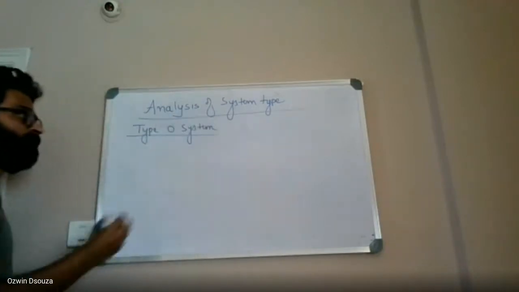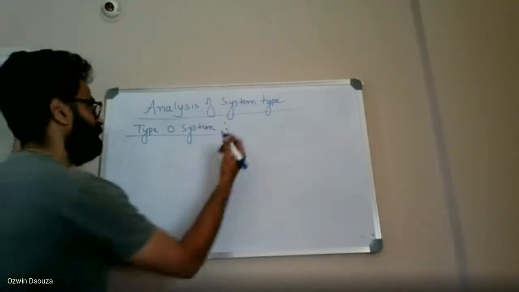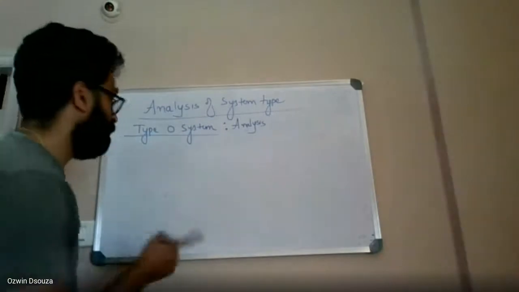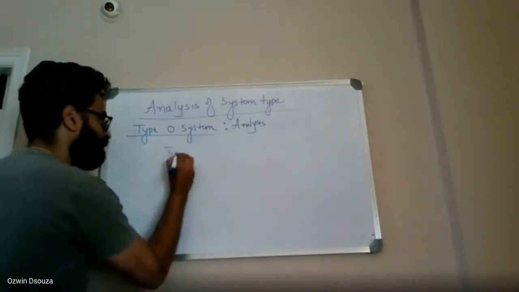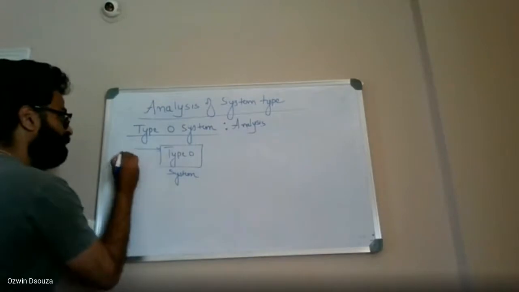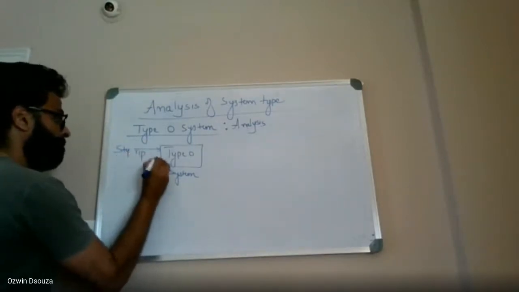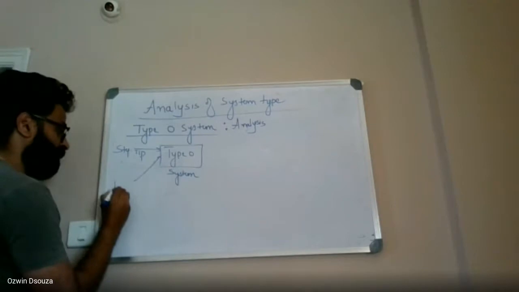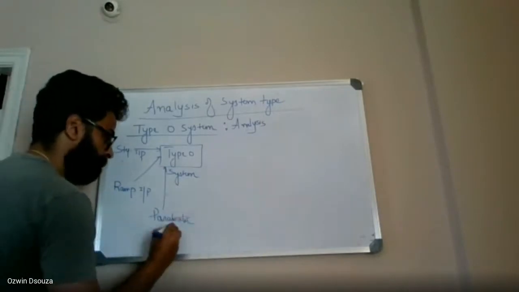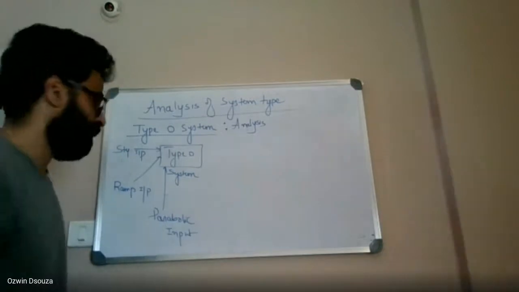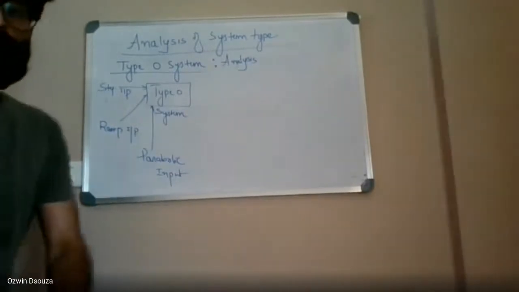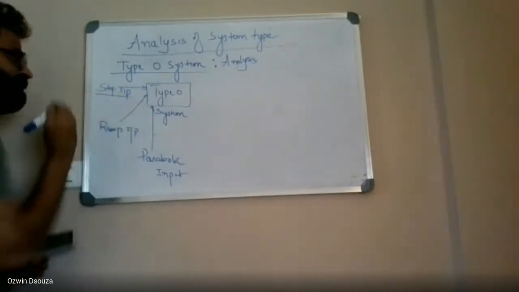Type 0 system. Okay. So the corresponding subheading, you can say, is analysis. All right. So we will try to analyze a type 0 system. Okay. So you need to analyze this type 0 system. This is your system against step input, then ramp input, and also parabolic input. Okay. All right. So first, let us start with a step input.